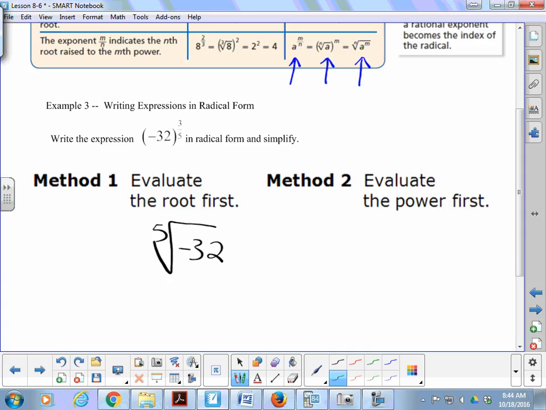So since I can simplify the 5th root of 32, that means then that I want to put the exponent, or the numerator of that exponent, on the outside. Because I know I can simplify the 5th root of negative 32, so then I'm just going to raise that to the power of 3, which gives me negative 8. Okay. Now that's one method of doing it. Okay. The other method of doing it would be this way.